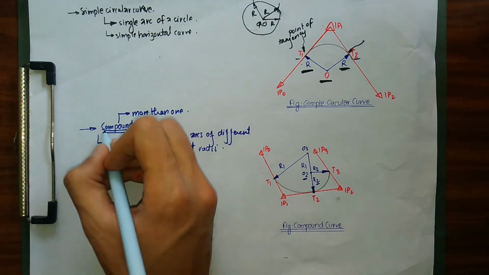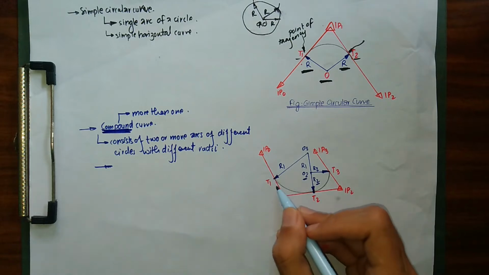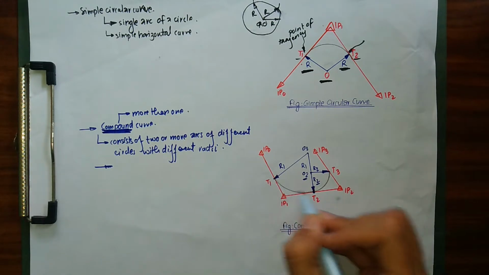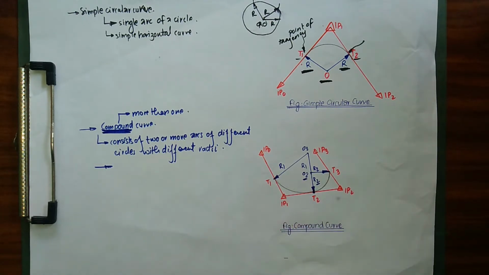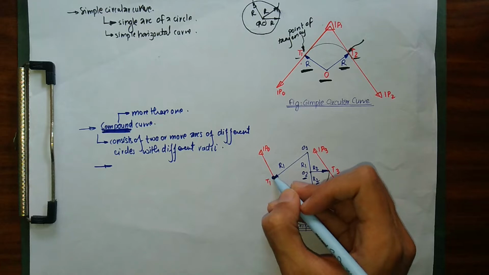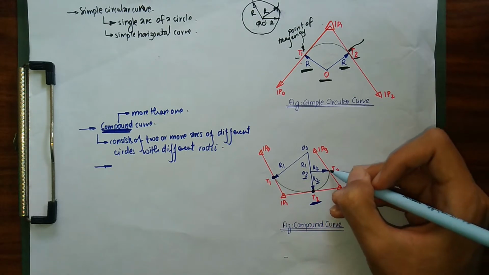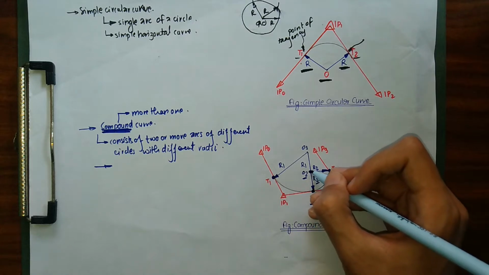So what is a compound curve? A compound curve simply consists of two or more curves. As you can see here, we have a certain curve from T1 to T2. We have a certain curve ongoing, but as soon as this first curve has ended over here, another curve of radius R2 and center O2 begins from here.